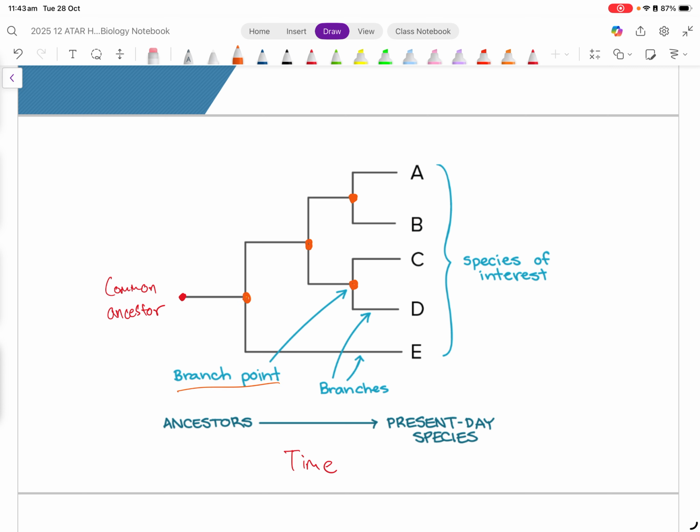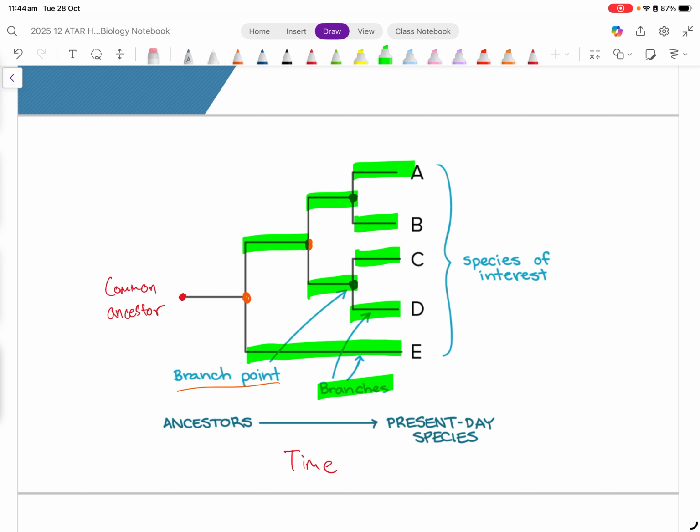So these are our branch points. And what they provide are the branches themselves. And we can see the branches of different lengths all throughout this diagram here. And so what we can use a phylogenetic tree for is to compare, say, species A and species B, where is their most recent common ancestor? And what we can do is we can find that their most recent common ancestor is this one here.